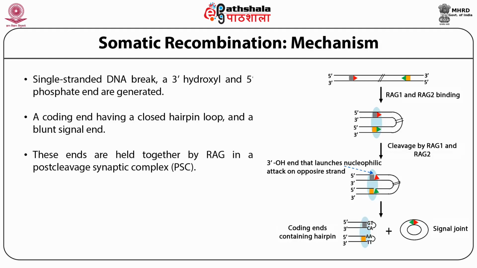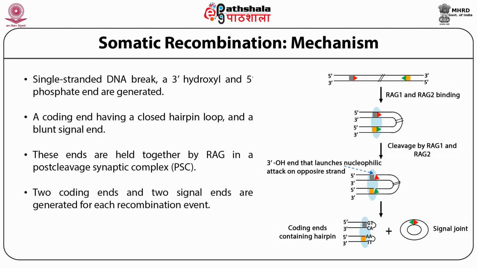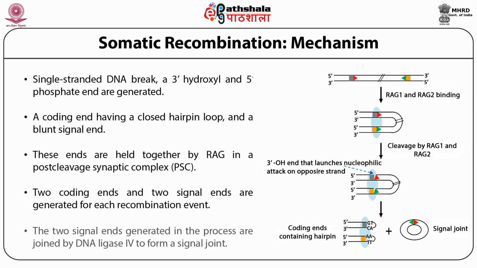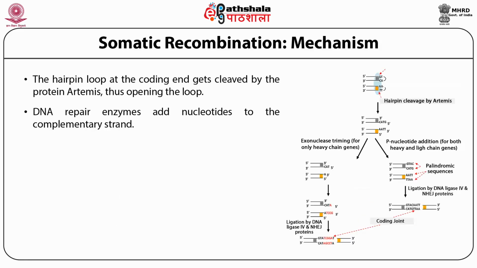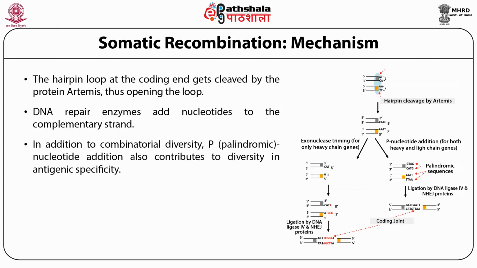Note that overall, two coding ends and two signal ends are generated for each recombination event. The two signal ends generated in the process are joined by DNA ligase 4 to form a signal joint. This results in the formation of palindromic sequences and is therefore known as p-nucleotide addition. In addition to combinatorial diversity, the p-nucleotide addition also contributes to diversity in antigenic specificity.